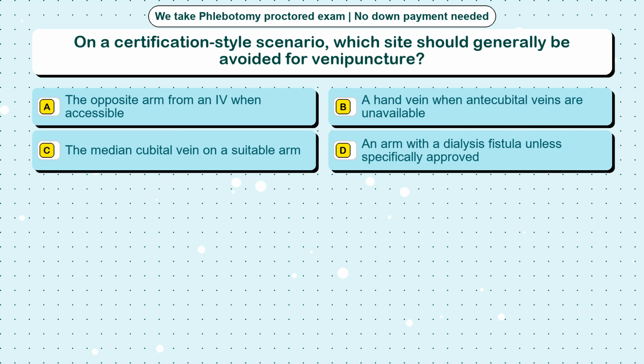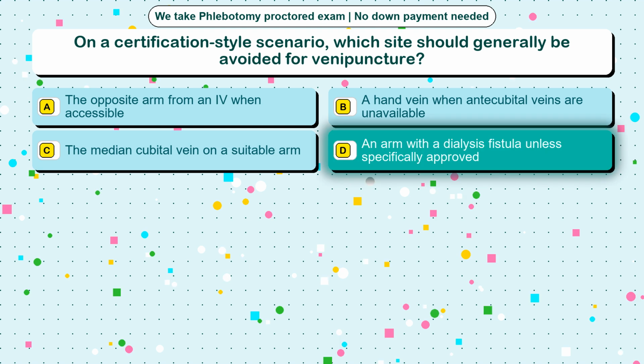Question 22. On a certification-style scenario, which site should generally be avoided for venipuncture? Option A. The opposite arm from an IV when accessible. Option B. A hand vein when antecubital veins are unavailable. Option C. The median cubital vein on a suitable arm. Option D. An arm with a dialysis fistula unless specifically approved.